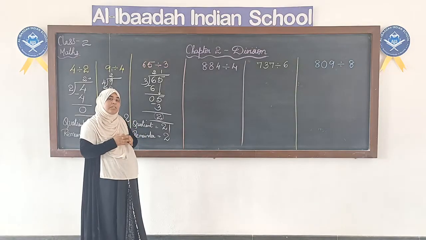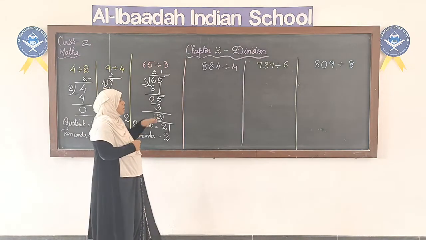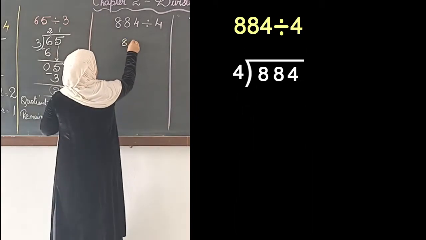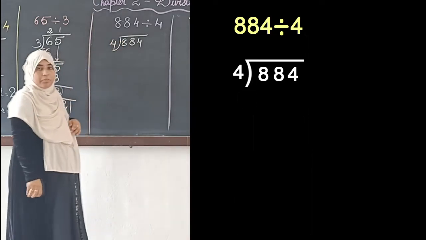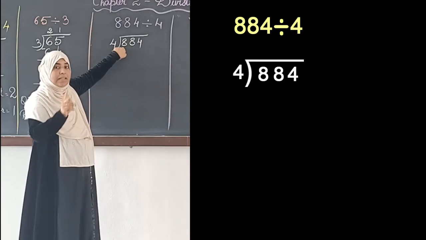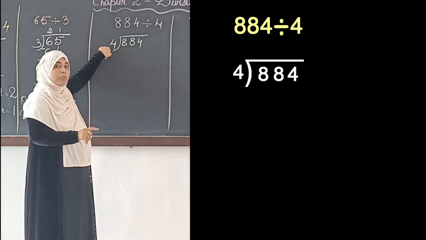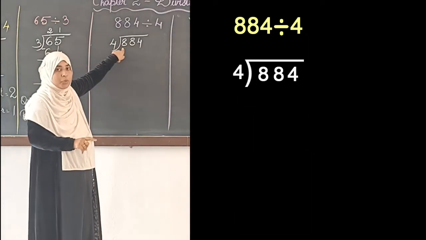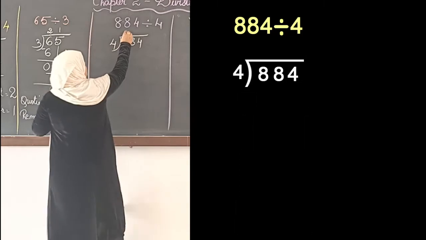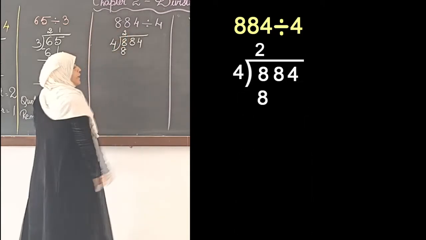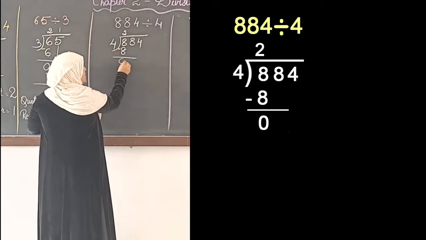3-digit and 2-digit number division is very similar. One digit at a time we have to go on dividing. Now next, 884 divided by 4. First we have to divide 8, one digit at a time. So we will divide 8 with 4. In the table of 4 we have to look for 8. 4 into 2 is 8. So we will write 4 2s are 8. Now let us subtract. 8 minus 8 is 0.